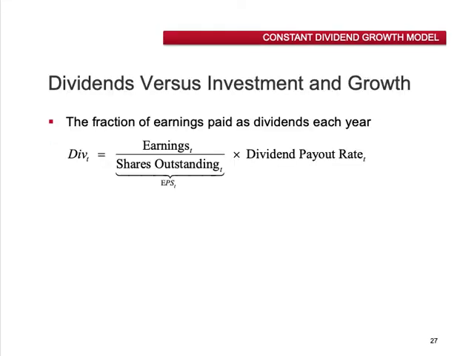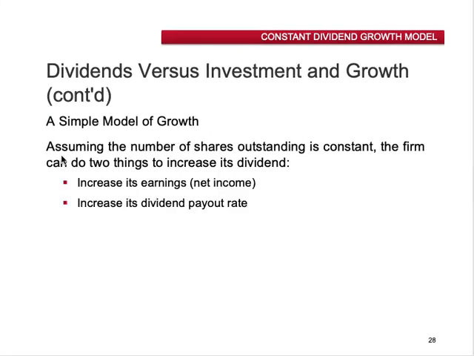Now, this slide is telling us that future dividends depend on earnings and shares outstanding. If we divide earnings by shares outstanding, we will get the earnings per share, and the dividend payout rate. Now, assuming the number of shares outstanding is constant, the firm can do two things to increase its dividend. You can either increase your earnings or you can increase your dividend payout rate. So both will lead to a higher amount of dividend paid to the investors.